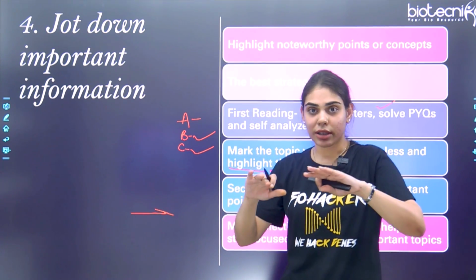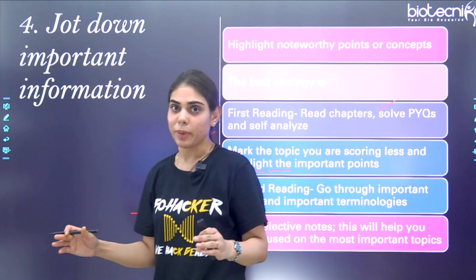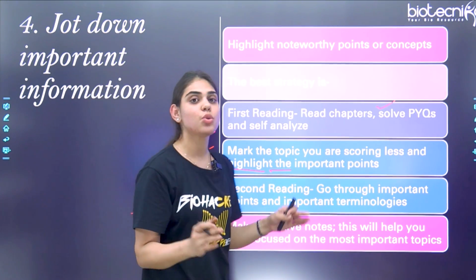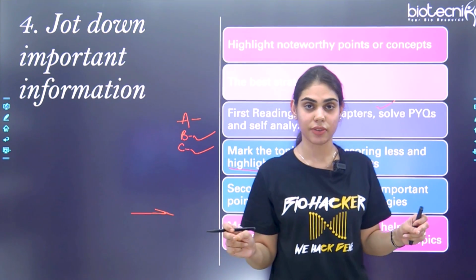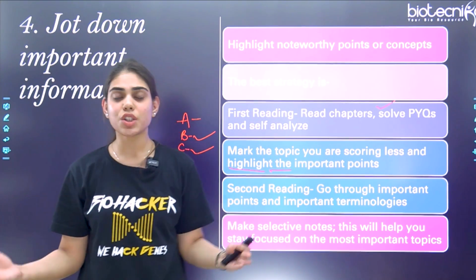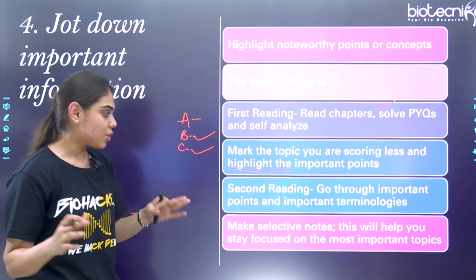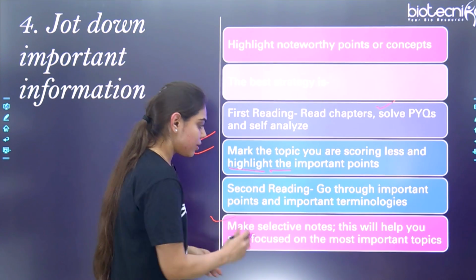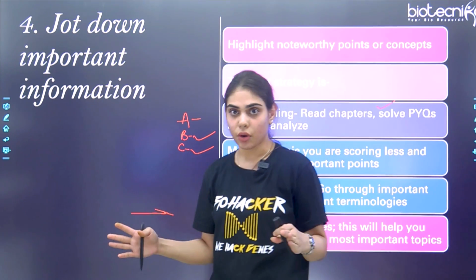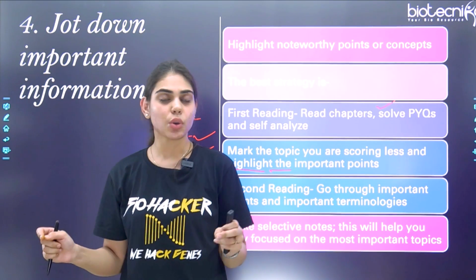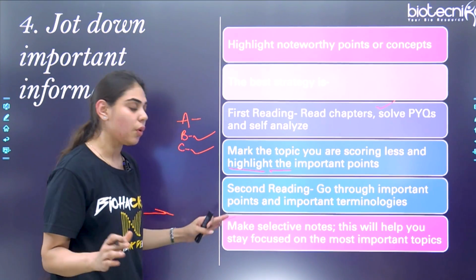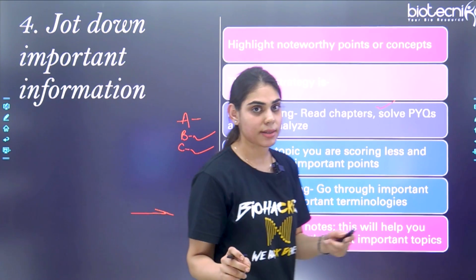Always try to divide the reading into 1, 2 or 3 parts. Like here I have divided into 2 parts. First part, you can just read chapters, solve PYQs and self-analyze yourself. And once you have self-analyzed, now it's time to read and recall only those points in which you were scoring less. So make selective notes. At the last, always try to make concise and precise notes. Do not make big notes, because this will not help you to revise on the day of the exam. So always make selective notes. This will help you stay focused on the most important topics.